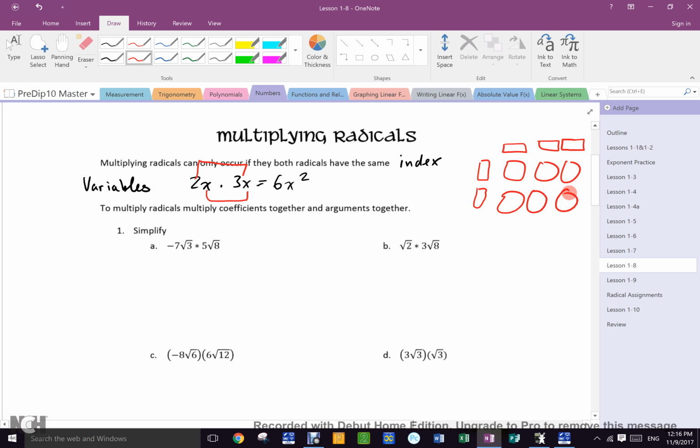Okay. Same thing with multiplying radicals. 3 root 2 times 2 root 3 is 6 root 6. You multiply the coefficients and you multiply the radicands independently of each other. Is everybody cool? Okay? That's all you do.